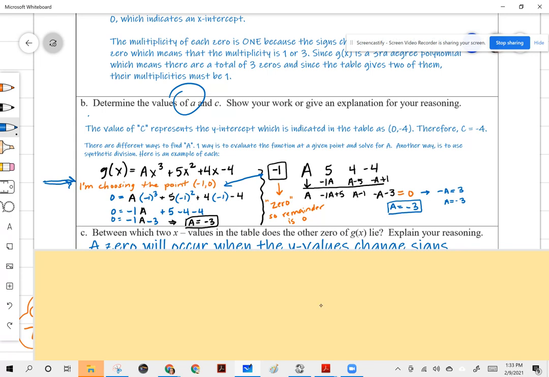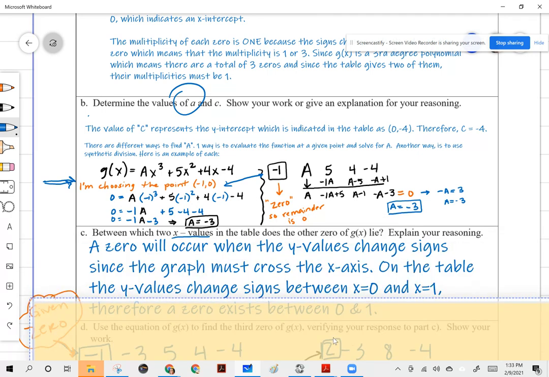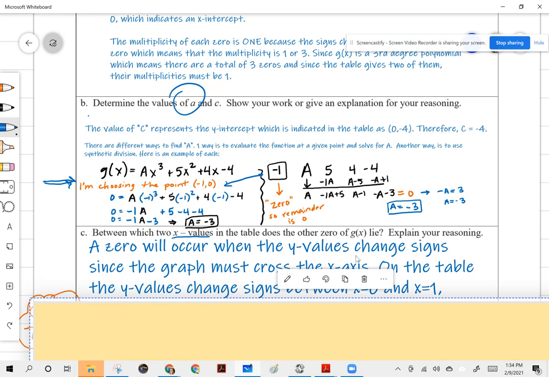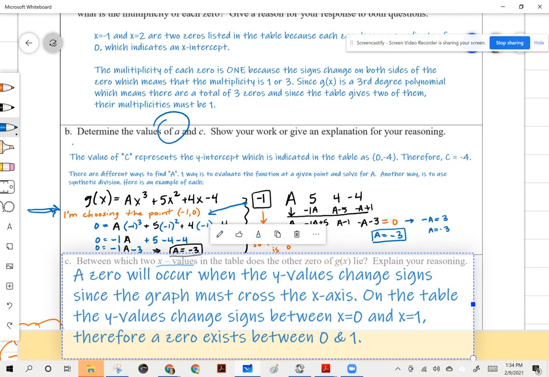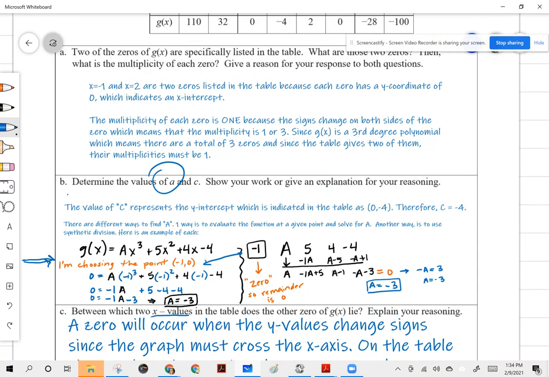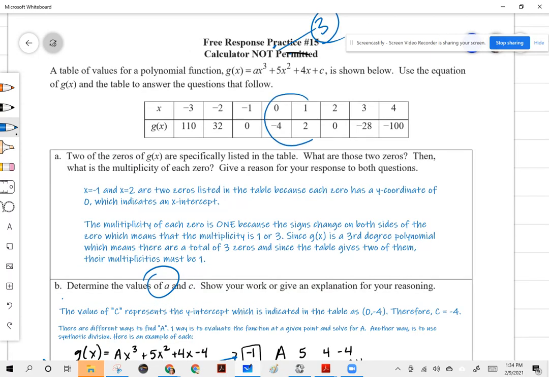It says, between which two x values in the table does the other zero of that function lie? A zero is going to occur when the y values change signs, since the graph must cross the x-axis. On the table, the y values change signs between 0 and 1. If we take a look at that, you can see that the y values change from negative to positive in between the x values of 0 and 1.